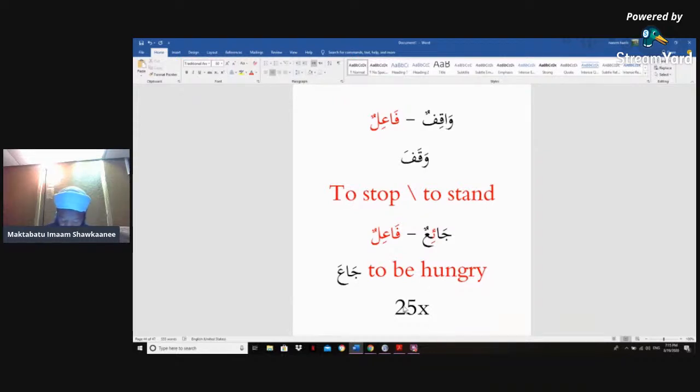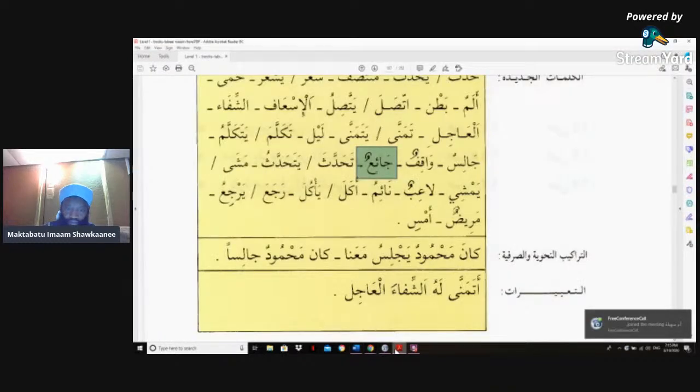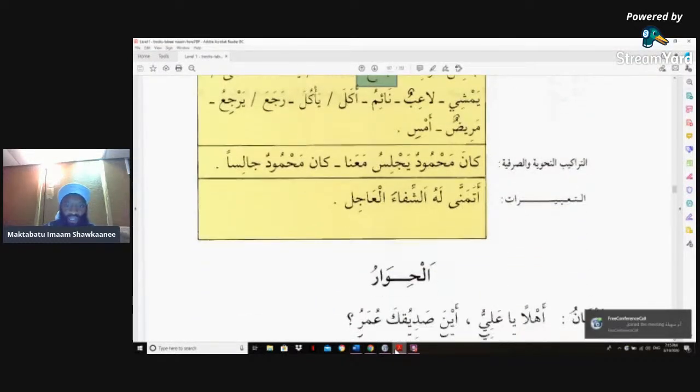Waqifun, stop or standing. Jalisun, sitting. So if the verb has 3 letters, you can derive the ism fa'il by adding an alif to the first letter. Second letter gets a kasra, third letter dhamma. Now that's only for the 3-letter verbs. So pay attention there, ikhwan. طيب. ناخذ الدرس. Now let's take the lesson inshallah يا إخوان.